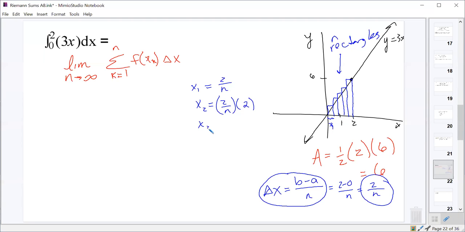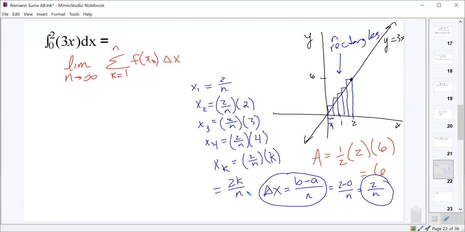What about to get to the third rectangle? How many times would we have to go over 2 over n? 3. We'd have to go 2 over n 3 times. What about to get to the fourth rectangle? We have to go over 2 over n how many times? 4. What if I wanted to go to the arbitrary kth rectangle? How many times would I have to go over 2 over n? k times. So we can see that x sub k is equal to 2k over n.